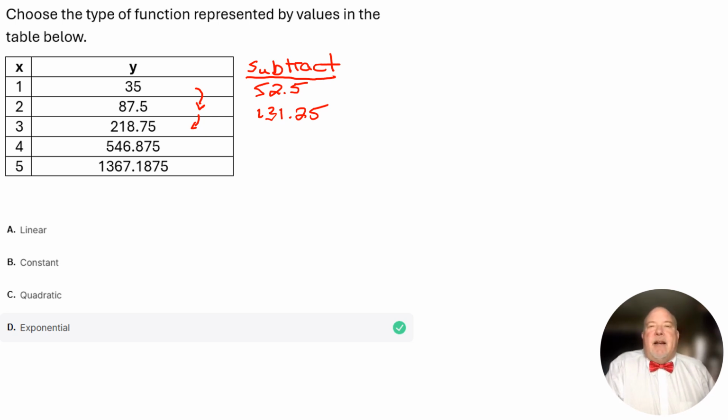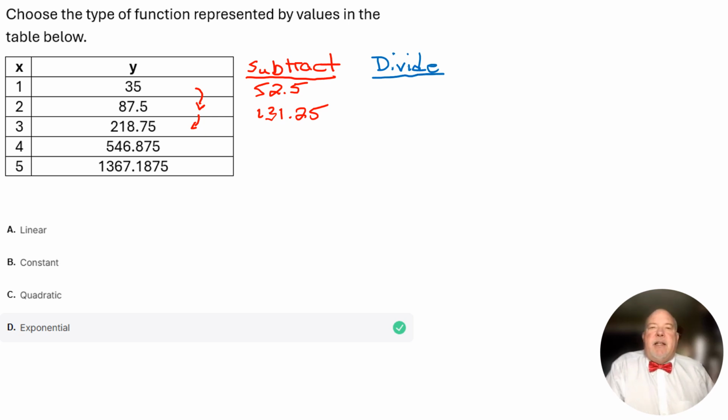So that is not constant. So it is not linear. So this tells me it's not linear. So then what I'm going to do is check to see if it's exponential. And to do that, what I'm going to do is divide them. So to check whether it's exponential, you're going to divide the values.